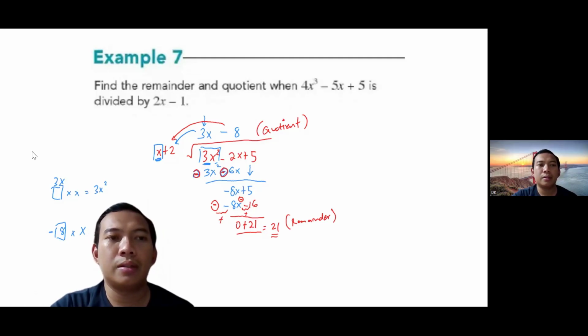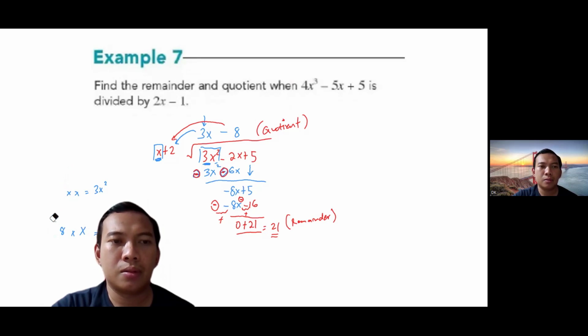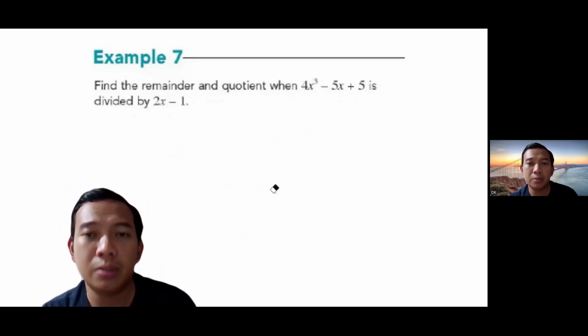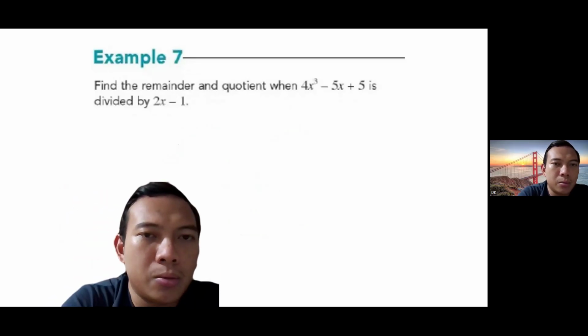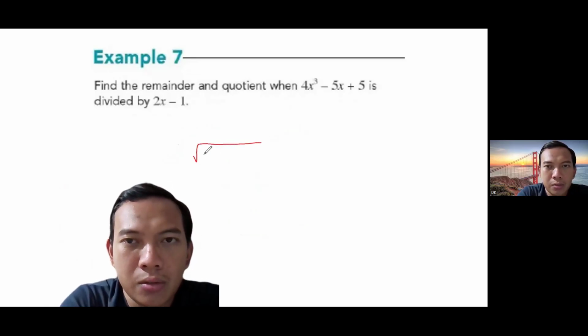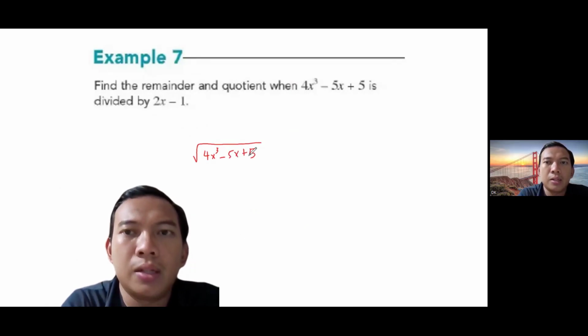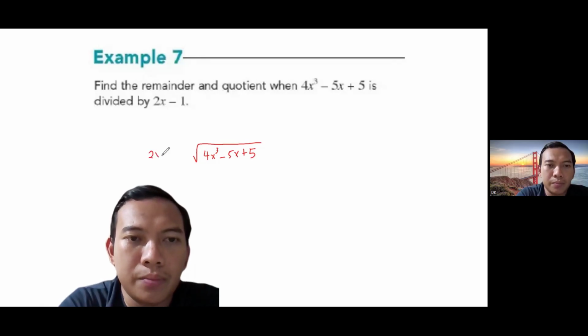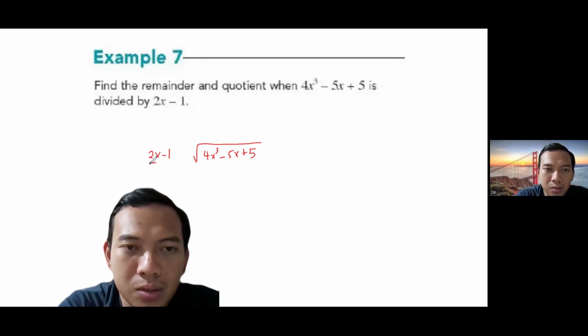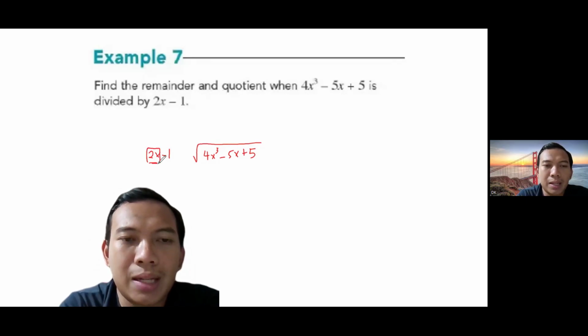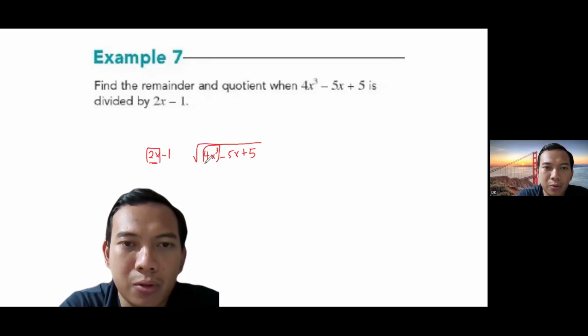So this time around, delete everything. This time around, find the remainder and quotient. Almost the same: 4x cubed minus 5x plus 5. Now we want another expression: 4x cubed minus 5x plus 5 divided by 2x minus 1. As I say, how do we start? Always find one number that when times with the 2x, you can eliminate the 4x cubed.